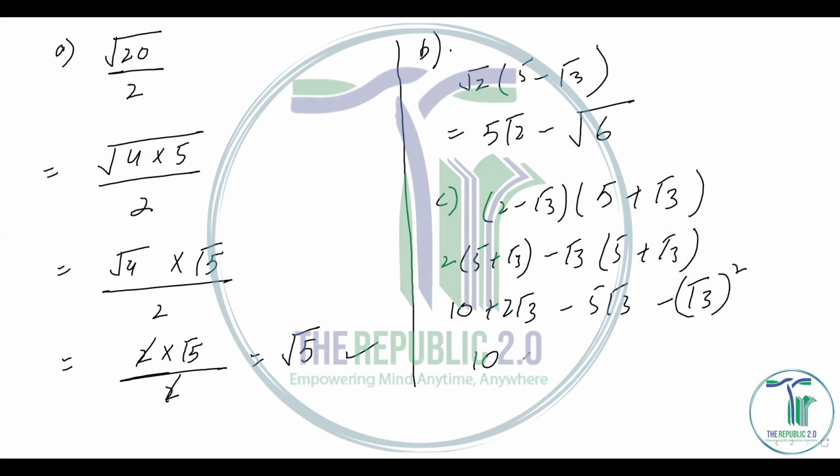And now I would be having 10. These are the same numbers. 2 minus 5 has to be negative 3 root of 3. And I would be having negative 3. 10 minus 3 has to be 7. So you would end up having 7 minus 3 root of 3. That is going to be your final answer. So that is how we rationalize these surds, right?